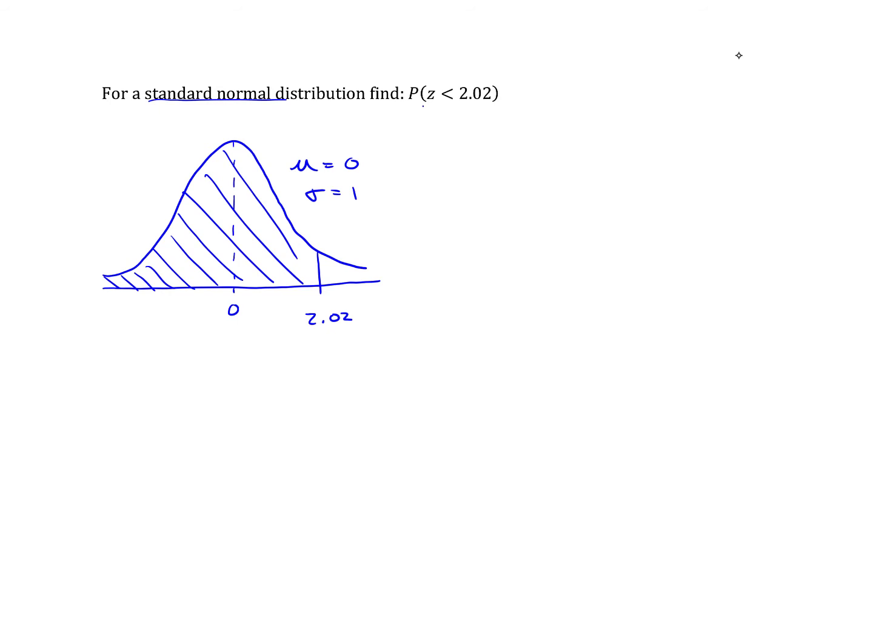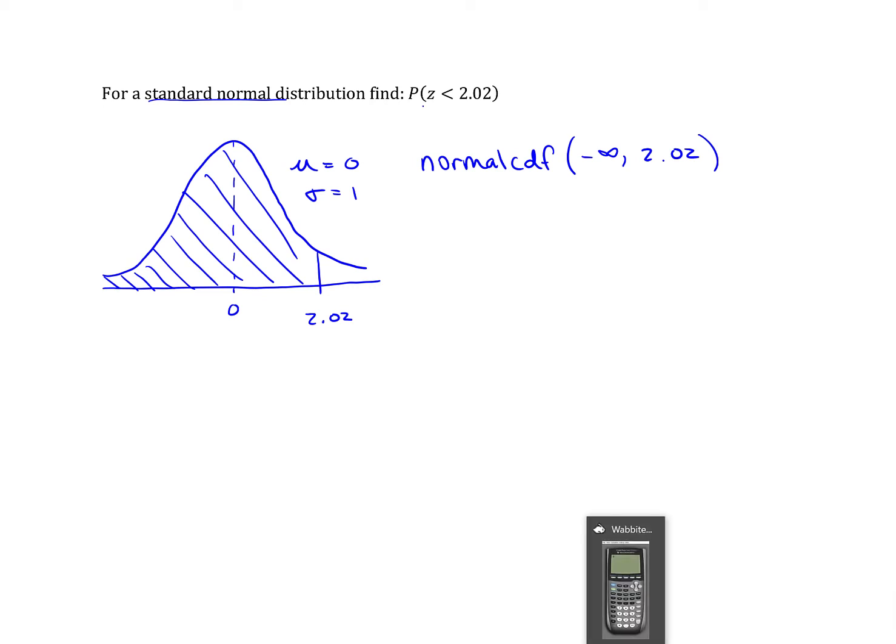Now, to find that area, I use the function in the calculator, normal CDF, giving a lower bound of negative infinity, an upper bound of 2.02. That's always the first two inputs to normal CDF, the lower bound of your shaded region and the upper bound of your shaded region. Additionally, you can give two more inputs, which are the mean and standard deviation. But if you're on a standard normal distribution curve, you can omit those as the calculator defaults to 0 and 1 if you leave them out.